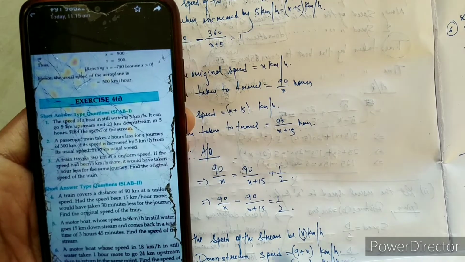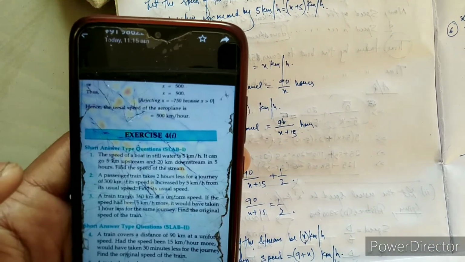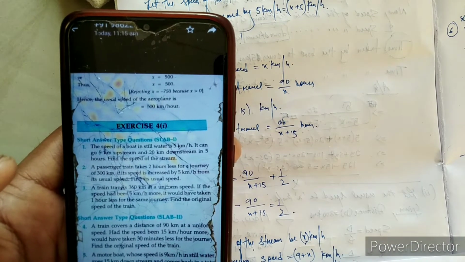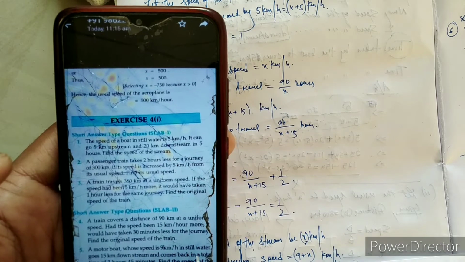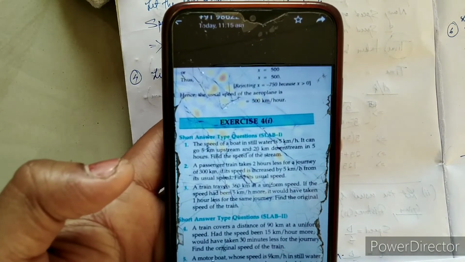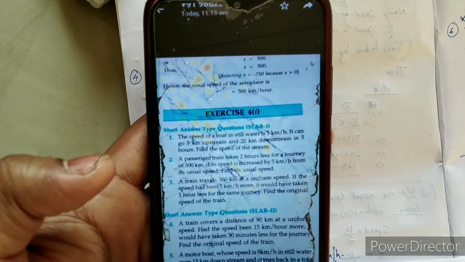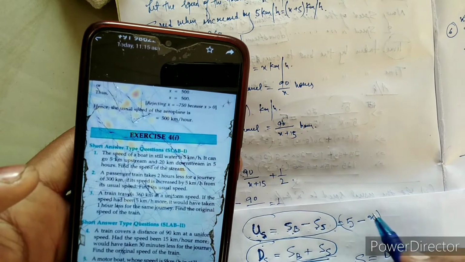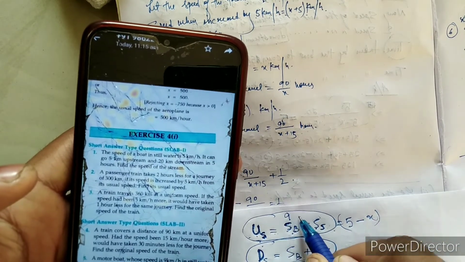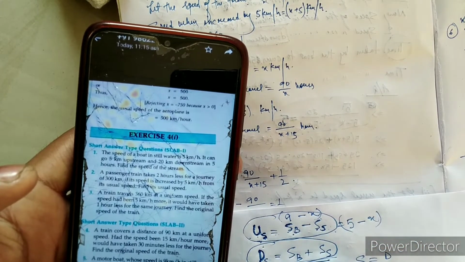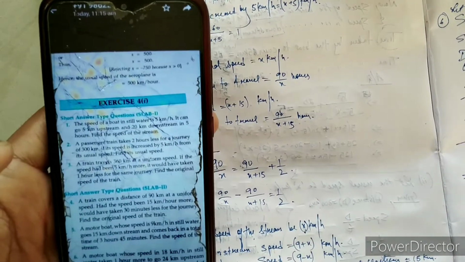The speed of the boat is given in the question: a motorboat whose speed is 9 km per hour in still water. So the speed of the boat is 9 km per hour. According to the formula, upstream speed is the speed of the boat, 9, minus the speed of the stream, x. So upstream it will be 9 minus x. If I talk about downstream, it will be 9 plus x.